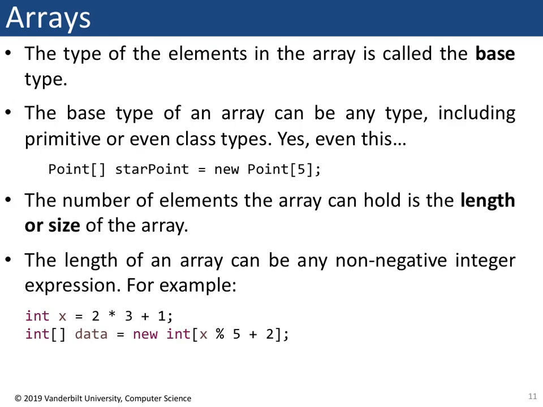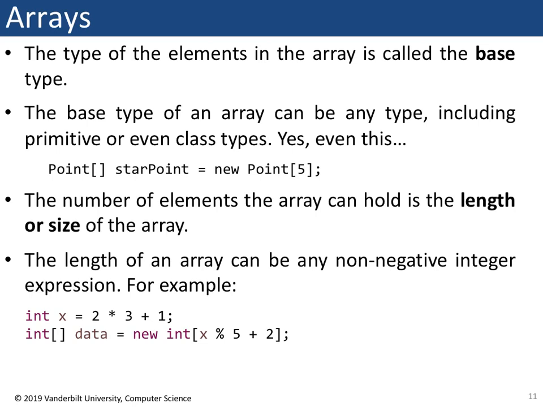When we're talking about the type of an array, we usually refer to that as the base type. The base type of an array can be any type. That means either primitive or class types. If you remember, we had a class called point that defined a point in XY space. If we were to declare an array like this, where the type is point, followed by open and close bracket, Java says, okay, I understand what you're saying.